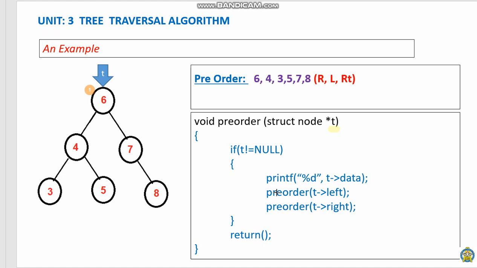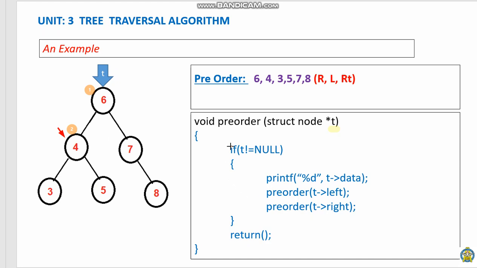So in the first time it goes to pre-order T left. So this is T. T left is this. So second time it comes here. T left. It calls the same function. So comes here. Now T is this. So second time T is this. So now, T not equal to null. This is not null. So goes inside. This is the second time. Printf T data. So it prints 4. So we get 4.